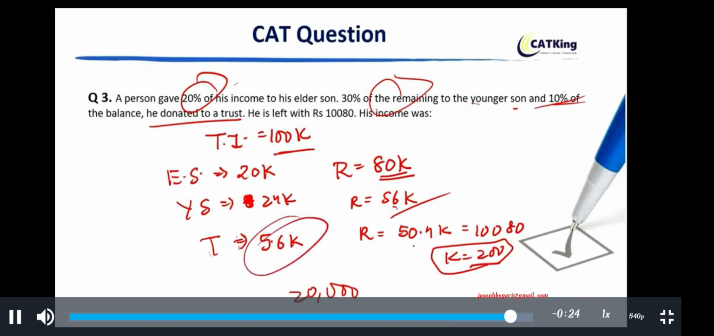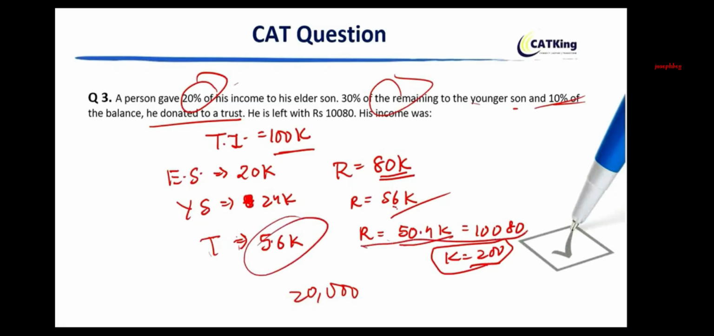So hence the remaining is 50.4. You can directly arrive at this last step. I hope this is clear.